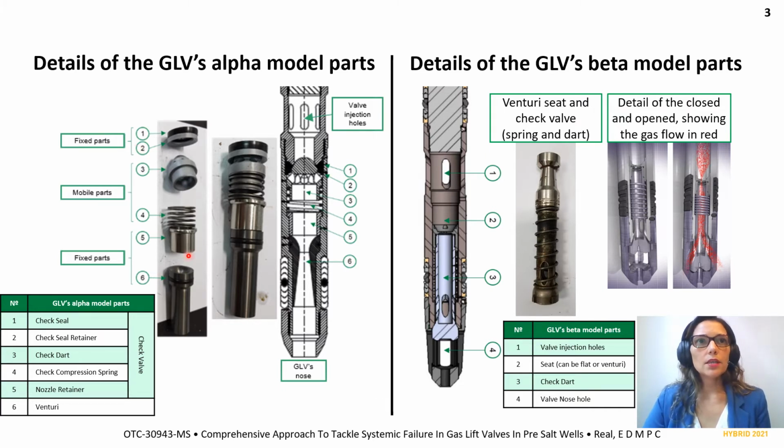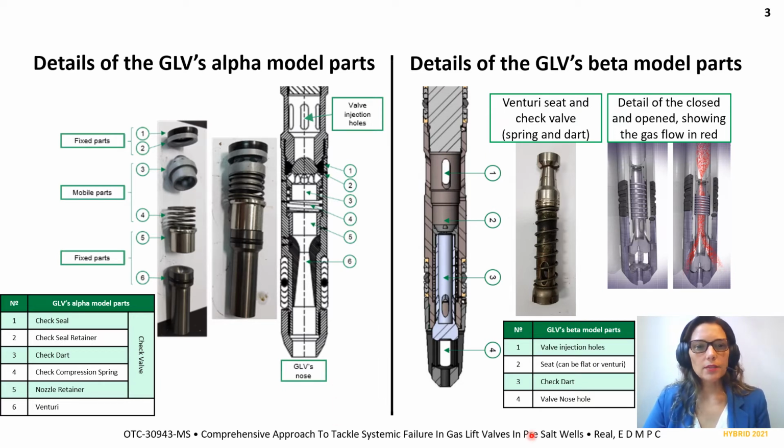Another part you can see, number 6, is the venturi seat. In the other type, the beta model, here on the right, the check valve has only 2 parts, spring and dart. The dart is connected with the venturi seat, and the dart and venturi have a different design. Also, it's important to say that in this beta model, there is only metal-metal sealing.